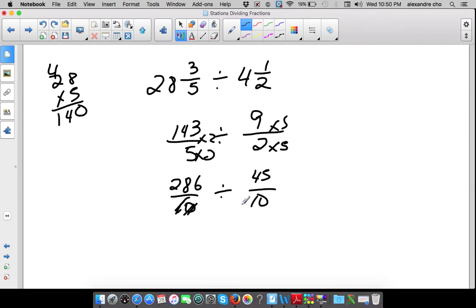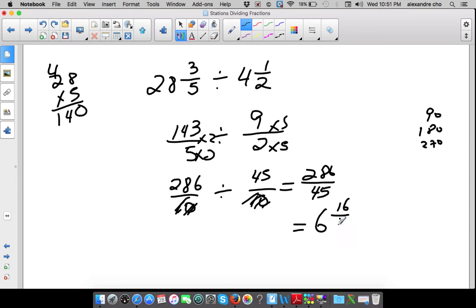Everything's the same size, the denominator is the same, let's cross that out. It becomes 286 divided by 45. How many times can 45 go into 286? Let's see, 45, 90, 180, 235, another 90, 270. So 1, 2, 3, 4, 5, 6, 6 times, and you have 16 left over out of 45. Okay, if I'm wrong, correct me tomorrow.